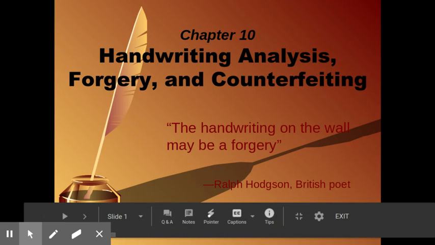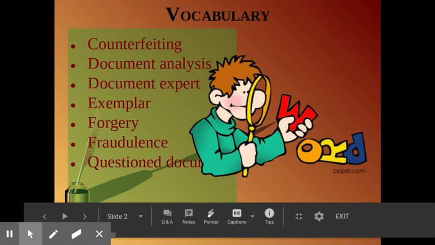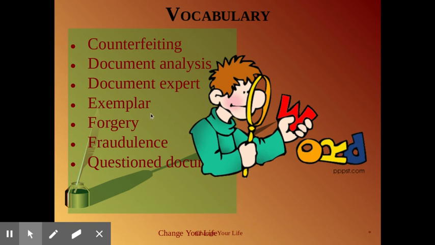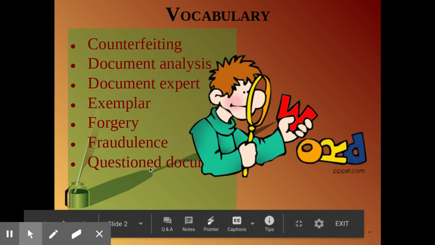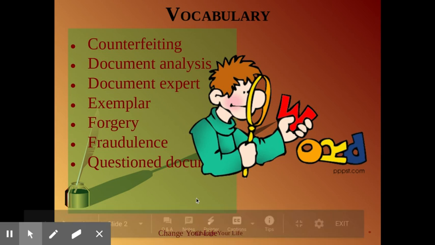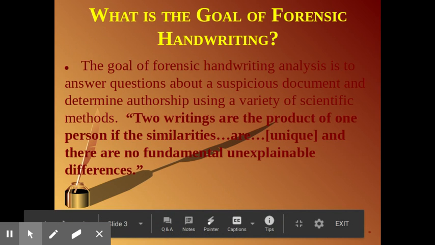We're going to get into handwriting analysis and forgery and counterfeiting today. So I'm going to talk pretty fast here because there's a lot of stuff to go over. So, counterfeiting, vocabulary here: document analysis, document expert. We'll talk about what an exemplar is, forgery, what's fraudulence, and a questioned document. So let's get into it.